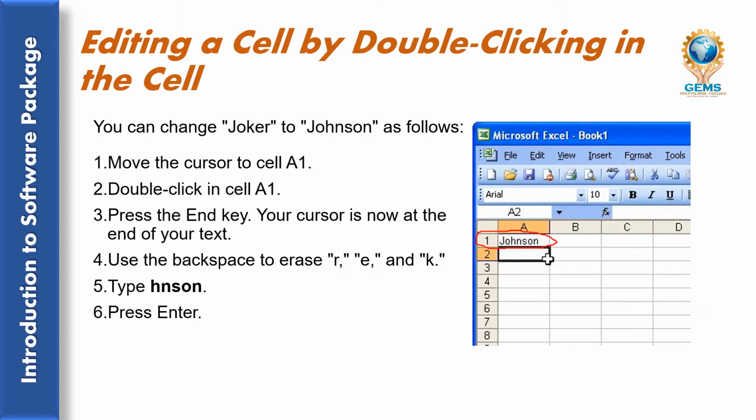Now you can use the backspace key on the keyboard and erase this REK, and type HNSON. Now press Enter. Now it is looking like Johnson.